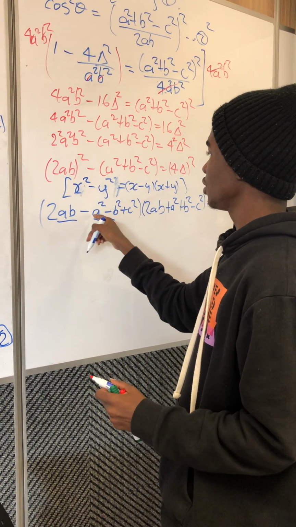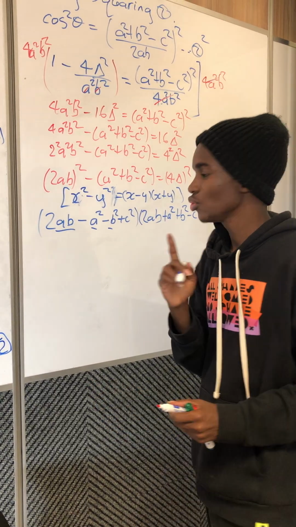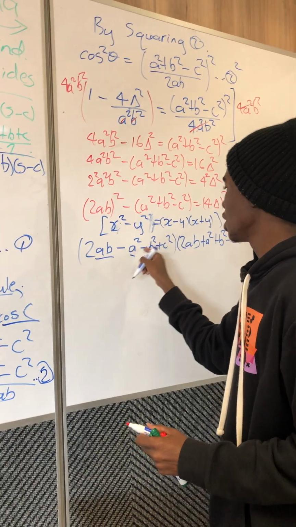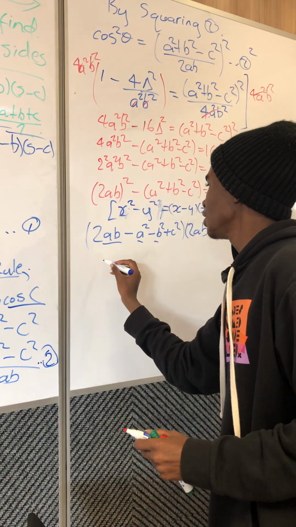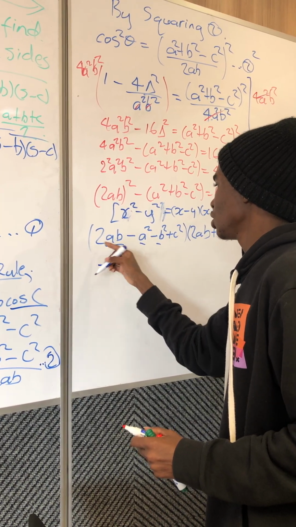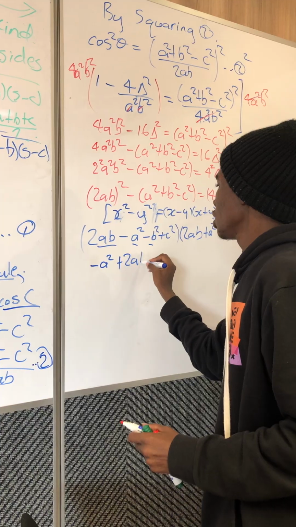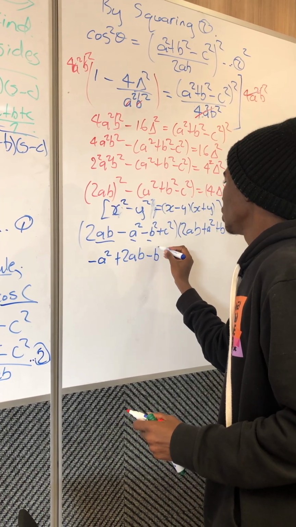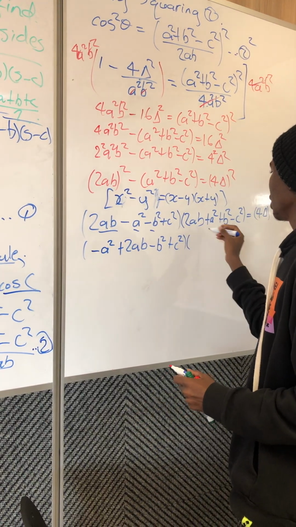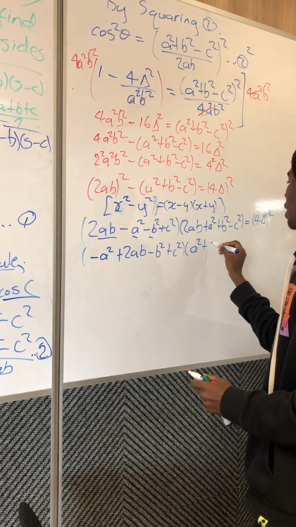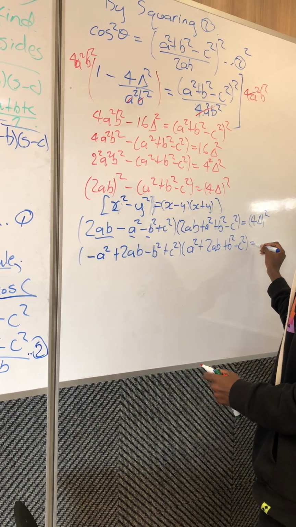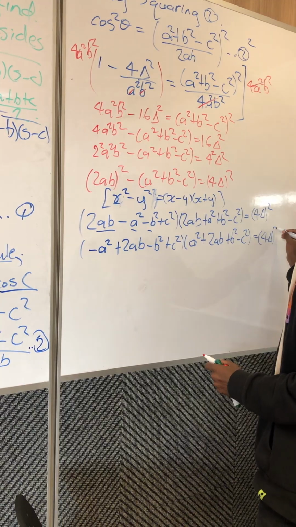And here we have 2ab, this and this. So you see this minus. What I can do, it's a clever technique: I can take a minus from here and here and here. So if I say minus a squared plus 2ab minus b squared, then plus c squared, then I can say here a squared plus 2ab plus b squared minus c squared is equal to 4 delta squared.